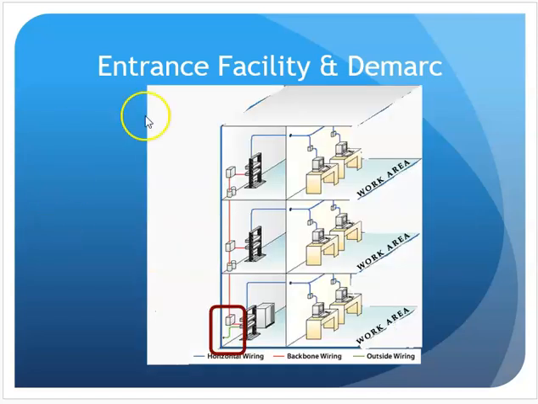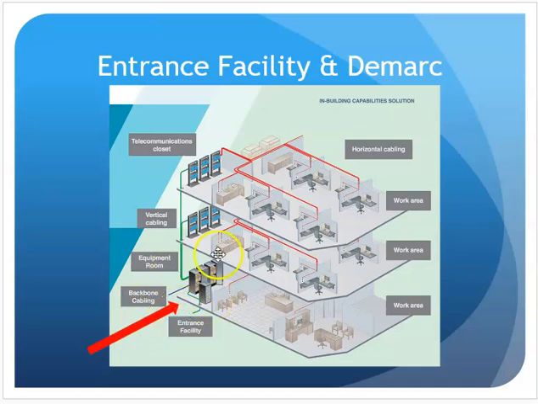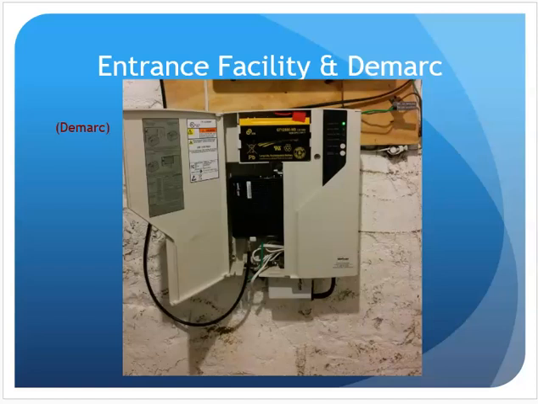And then here would be that multi-floor picture I gave you before, showing this is that entrance facility right here, that room right there. Or in a building, this room right here. Now, the DMARC is literally that piece of equipment where the ISP equipment connection ends and our network begins. Here's a picture of a FiOS box that's in a basement. This looks almost identical to mine. It's not my basement, but it looks almost identical to mine.